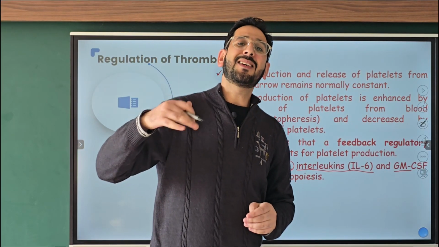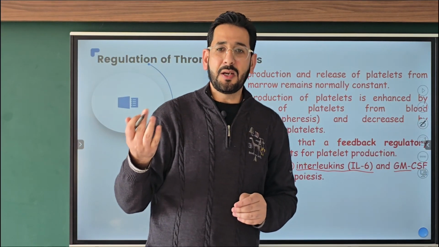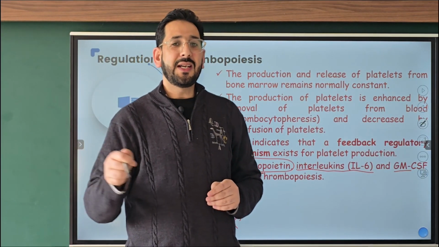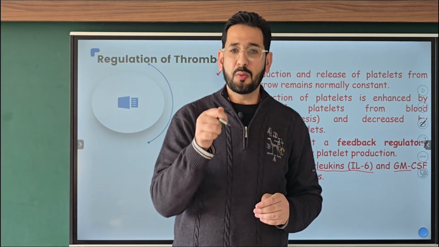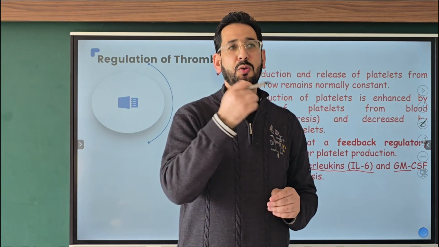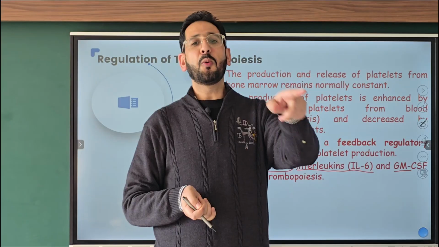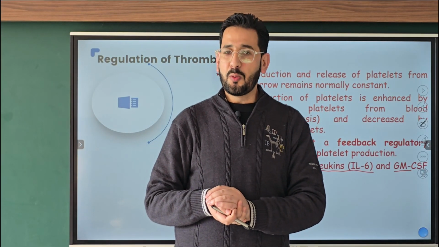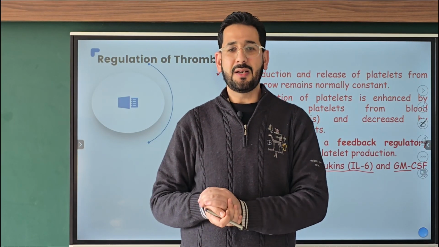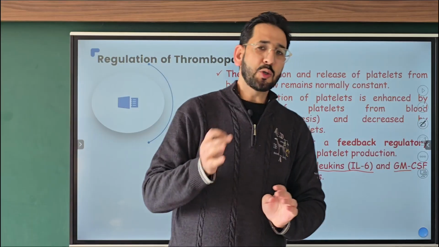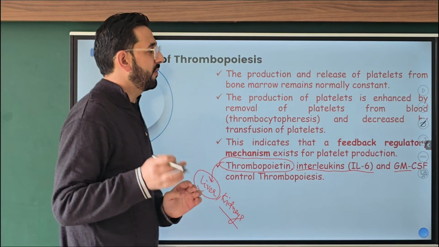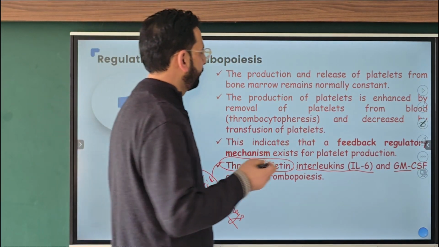And if there is an increased platelet count in the blood, what will happen? That will inhibit the liver from forming thrombopoietin. That means enough thrombopoietin will not be available to stimulate the bone marrow for the process of thrombopoiesis. That will decrease platelet production. So it is actually following that feedback mechanism.